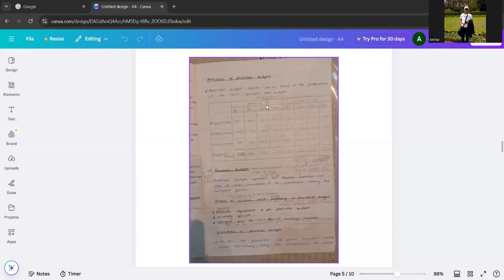Product A is different, product B is different. So when they give two products, you can separate two lines and do like this for quarter 1, 2, 3, 4, like that. Okay, did you understand production budget now?